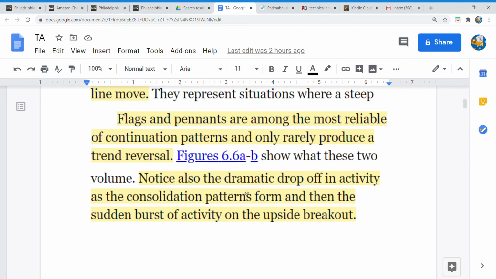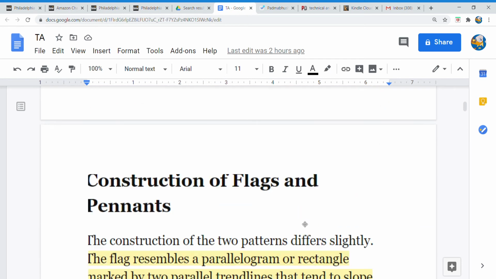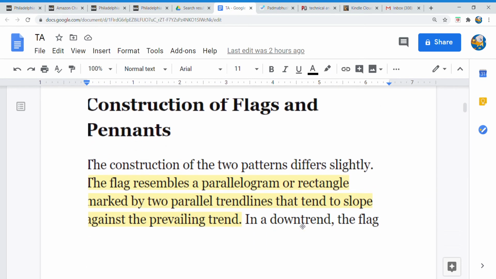Notice also the dramatic drop of activity as the consolidation pattern forms and then the sudden burst in activity on the upside breakout. Construction of flags and pennants. The flag resembles a parallelogram or a rectangle marked by two parallel lines that tend to slope against the prevailing trend.